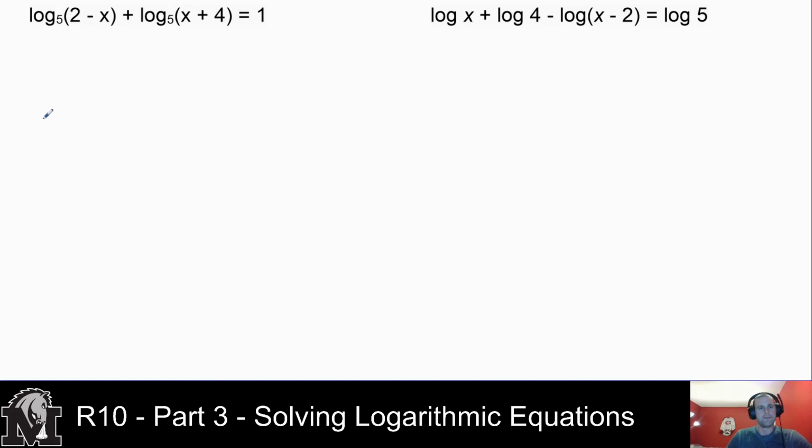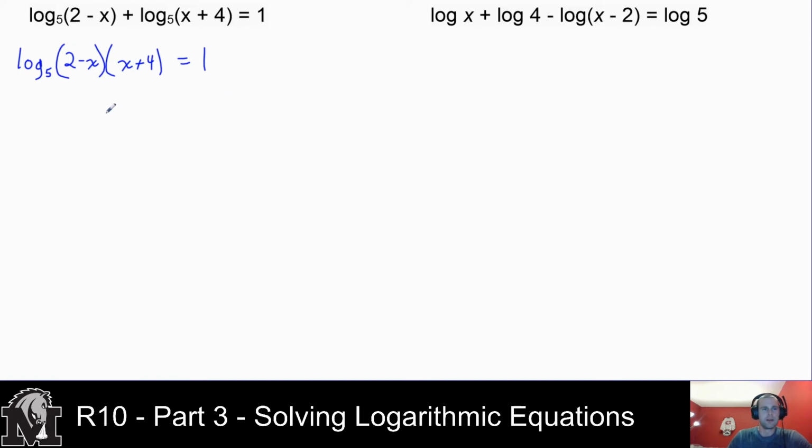Example number 3, same process. We want to combine logarithms where possible. So they're separated with addition. That means we get to multiply their arguments. So log base 5 of (2 minus x) times (x plus 4) equals 1.